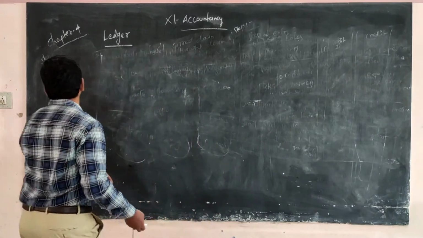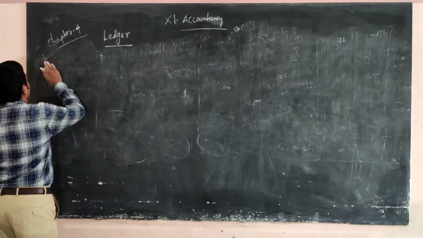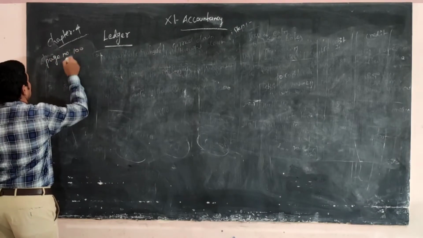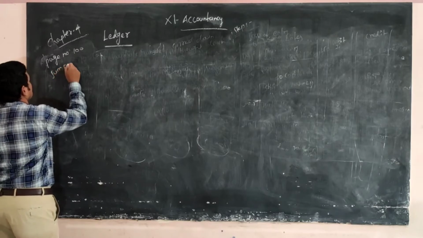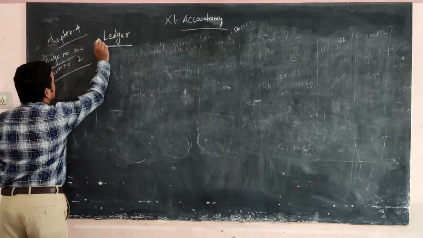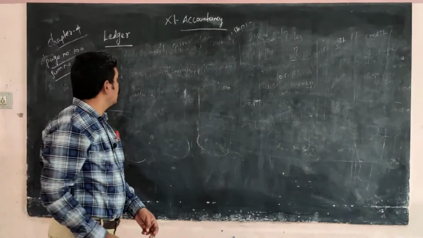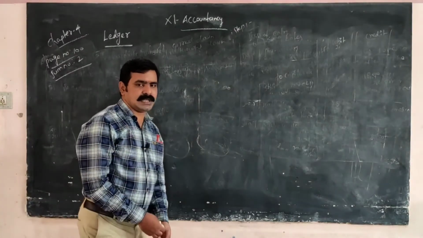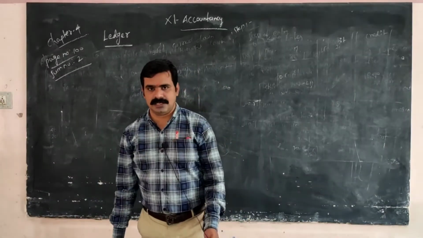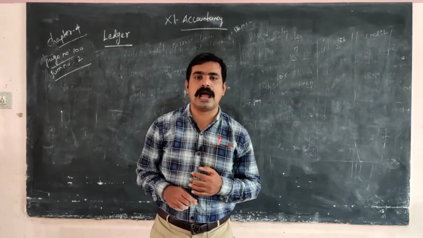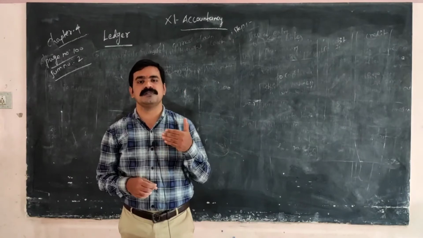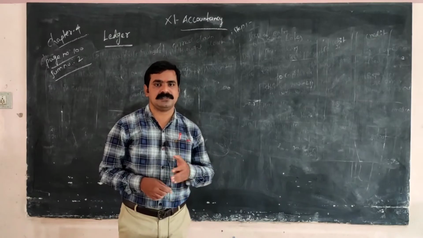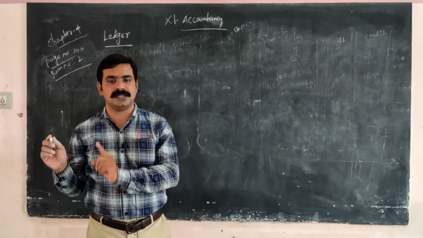On problem number 2, sum number 2, page number 100. What is the transaction of this problem? Give journal entries for the following transactions and post them into ledger. First you have to open the journal entry, then you have to post to the ledger.